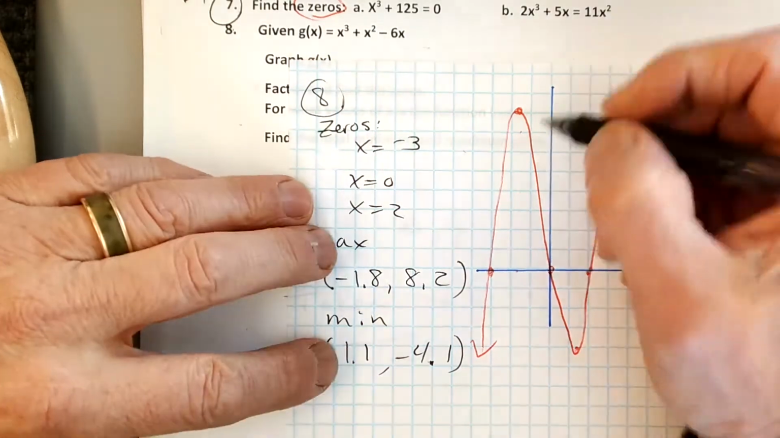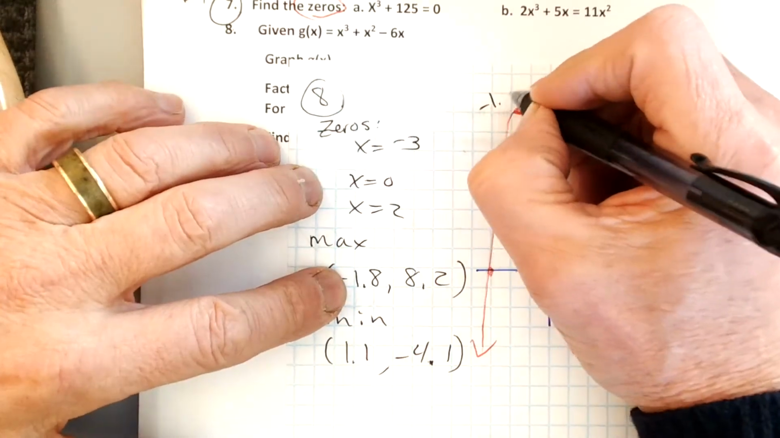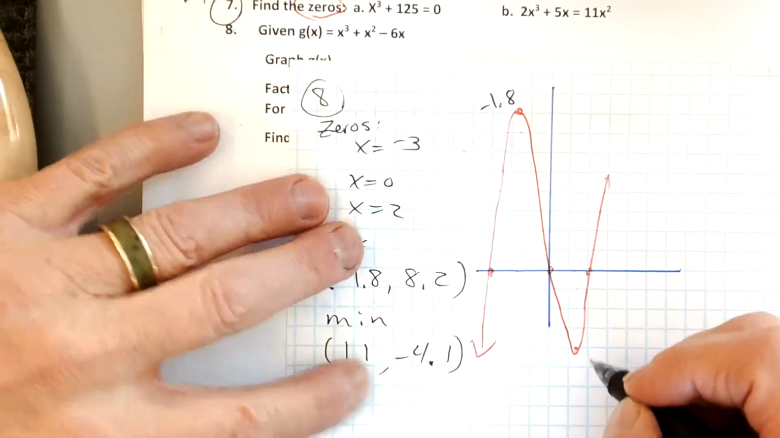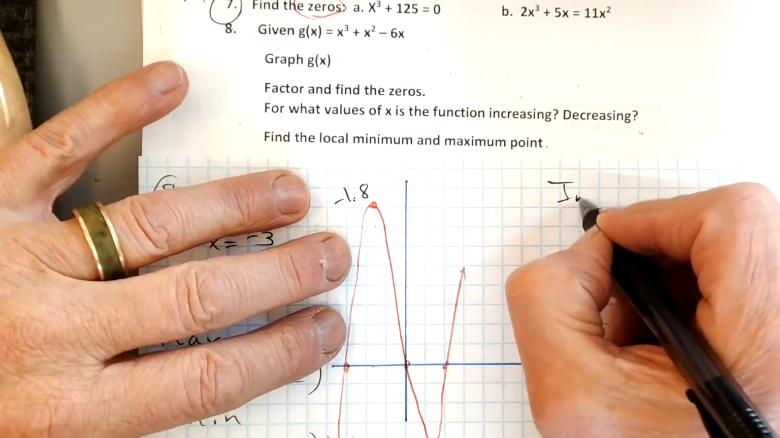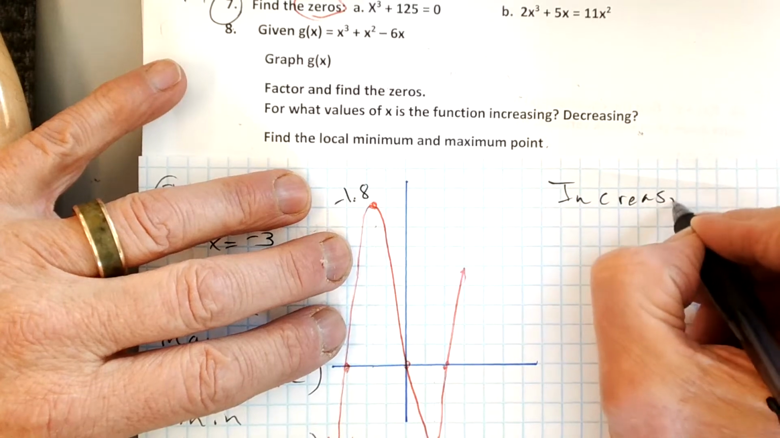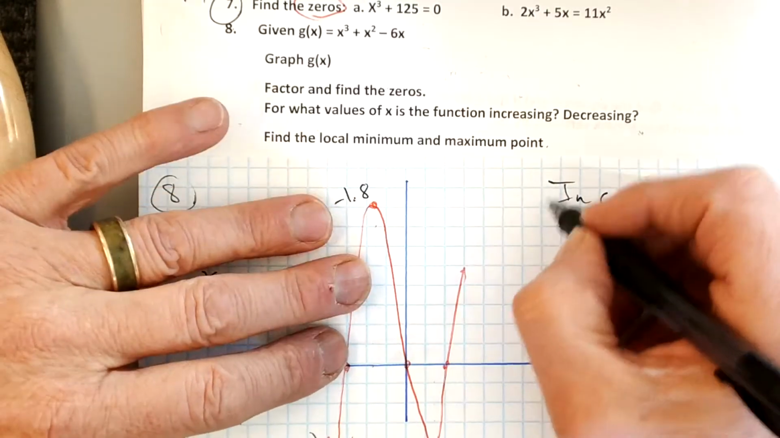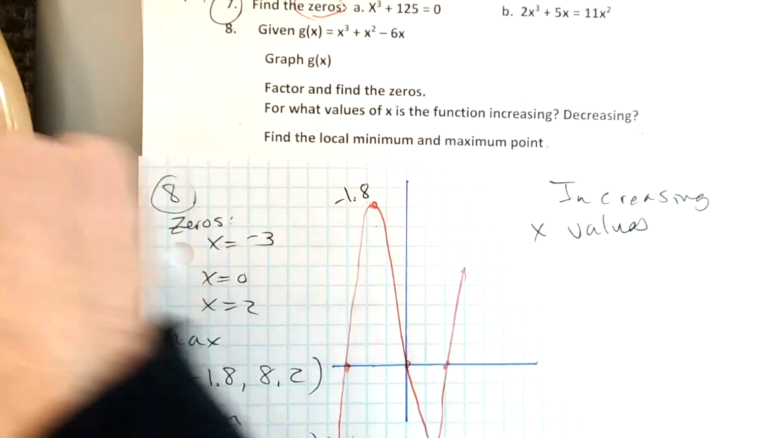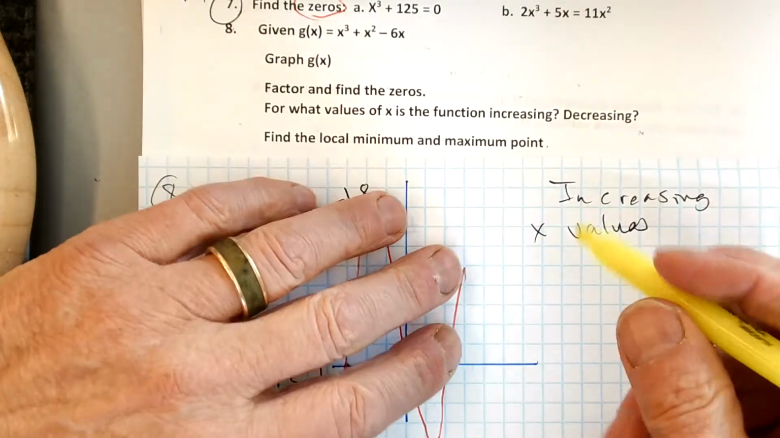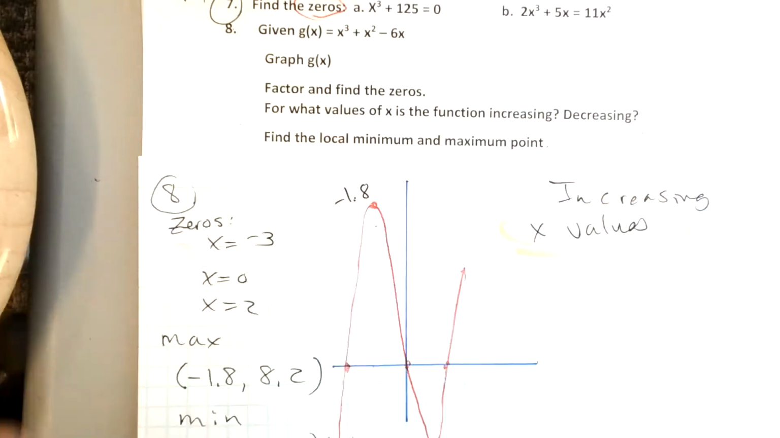Now, increasing, decreasing. Let's put these x values in. This x value is negative 1.8, and this x value is 1.1. So increasing, decreasing, please write this down. Increasing has to do with x values. I'm going to highlight that, circle that. X values.